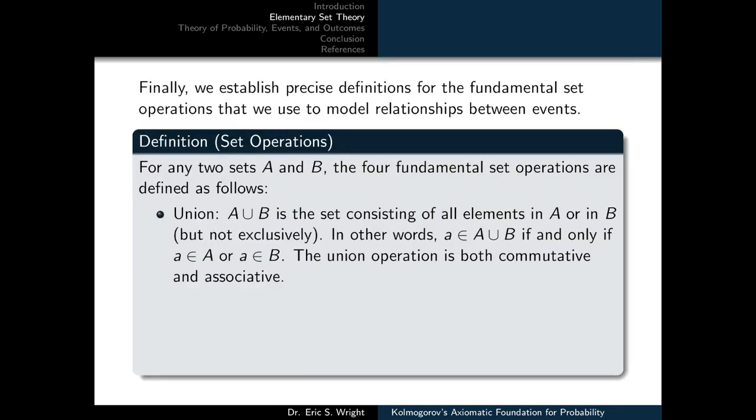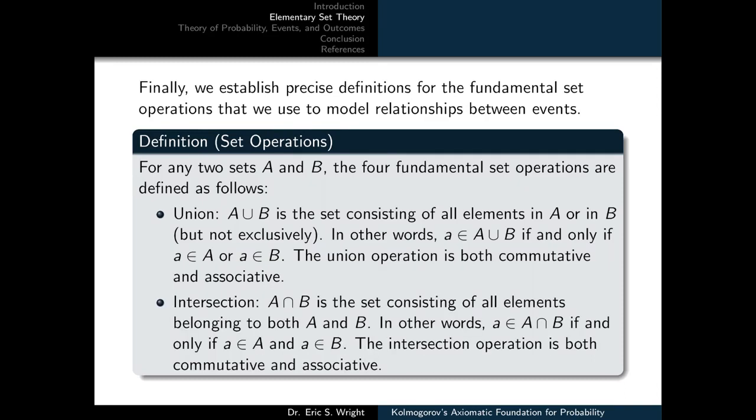Finally, we'll establish precise definitions for the fundamental set operations that we use to model the or, and, not, and but not relationships we've seen between events. So, for any two sets, A and B, the four fundamental set operations are defined as follows. Union. A union B is the set consisting of all elements in A or in B, but not exclusively. In other words, a is an element of A union B if and only if a is in the set A or a is in the set B. The union operation is both commutative and associative.